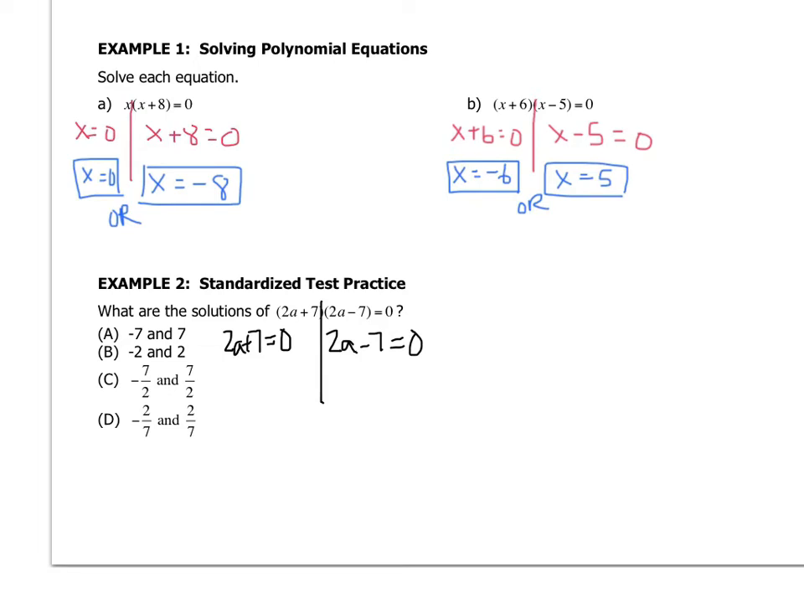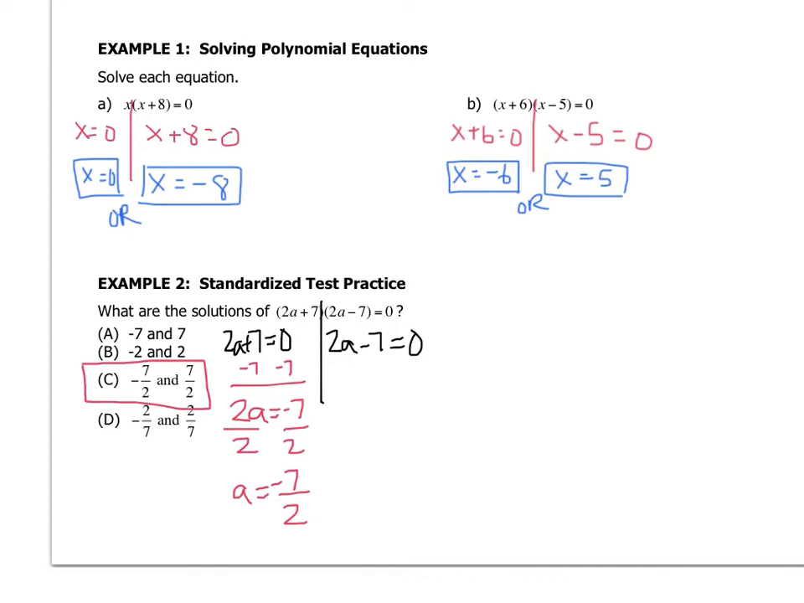Now I can't solve this in my head like I did the other one, so I'll do some inverse. So minus 7. And I get 2a equals negative 7. So divide by 2. a equals negative 7 halves. Now when you go to the choices, you can see it has to be A, because that's the only one that includes negative 7 halves.